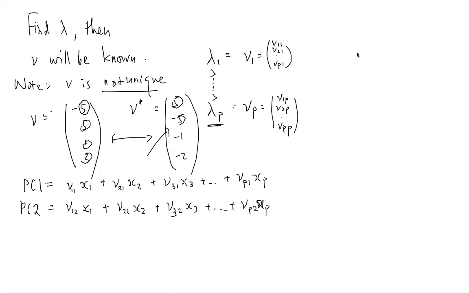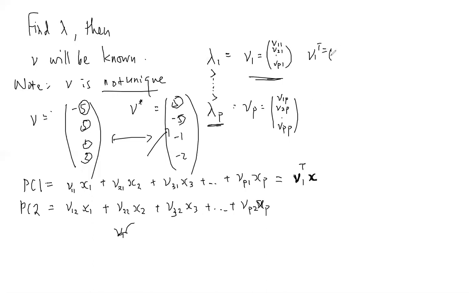Sometimes it may be easier to write this in matrix notation. Basically, you can write it as V1 transpose times X. I write it slightly bolder to indicate a vector. V1 is this vector here, so V1 transpose will just interchange the row and the column.